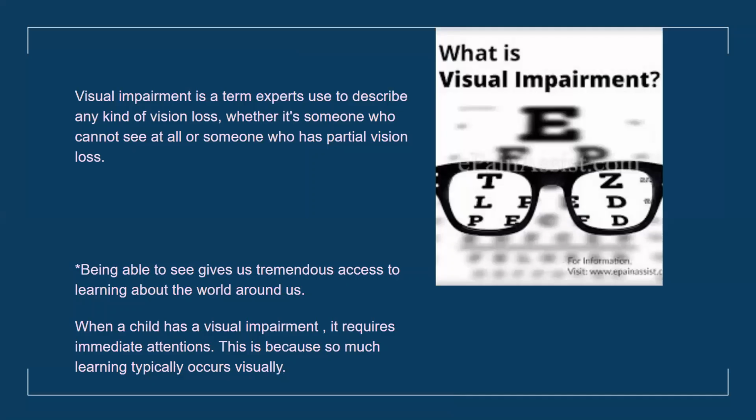Visual impairment is a term experts use to describe any kind of vision loss, whether it's someone who cannot see at all or someone who has partial vision loss. Just like a note, being able to see gives us tremendous access to learning about the world around us. And it's important because when a child has a visual impairment, it requires immediate attention. This is because so much learning typically occurs visually.